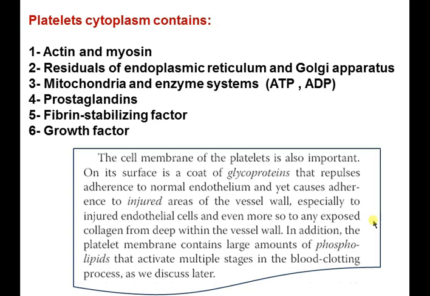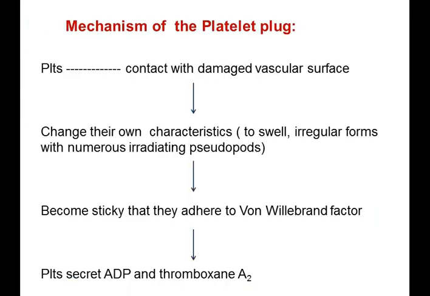They become sticky so that they adhere to collagen and to a protein called von Willebrand factor that leaks into the traumatized tissue from the plasma. They secrete large quantities of ADP, and their enzymes form thromboxane A2. The ADP and thromboxane in turn act on nearby platelets to activate them as well, and the stickiness of these additional platelets causes them to adhere to the original activated platelets.